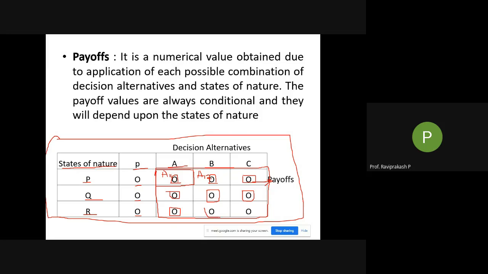So these payoffs will be there with respect to the decision alternatives and the states of nature. You will understand this much more when we solve a particular problem. But now what you need to understand is, what is a payoff? This is a profit or a loss, basically in terms of a number. So based on P and based on A, the decision alternative, I am getting this.